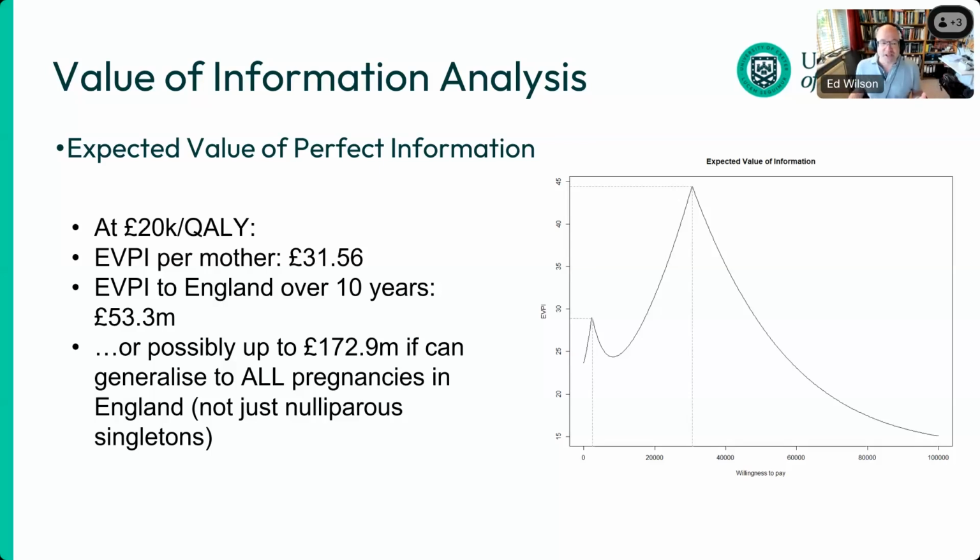That doesn't sound very much, but when you apply that across the whole of England over 10 years, that turns into £53 million. And something I said is that actually we were focusing on first pregnancies, so nulliparous singleton pregnancies. So first mothers with a single baby. If you assume that you can apply this information to all pregnancies in England, the expected value of perfect information turns to £172.9 million. Now, you could probably do quite a lot of research for £170 million, or even for £50 million. So what research could you do?